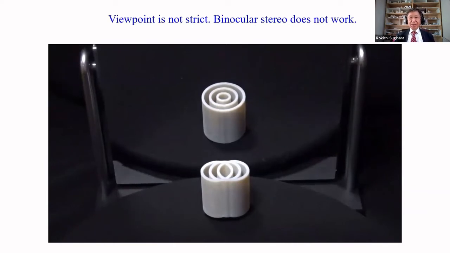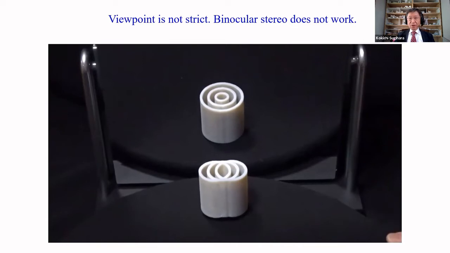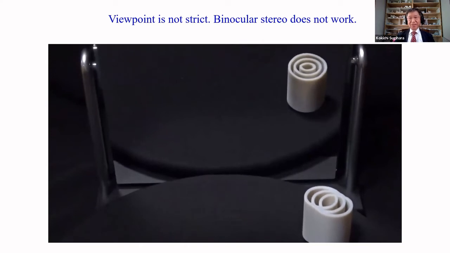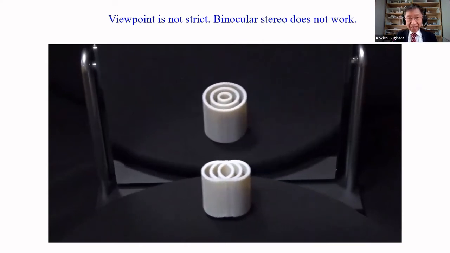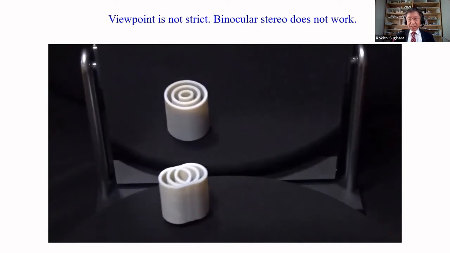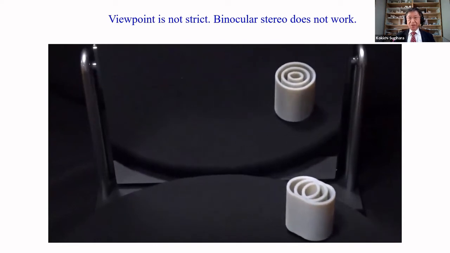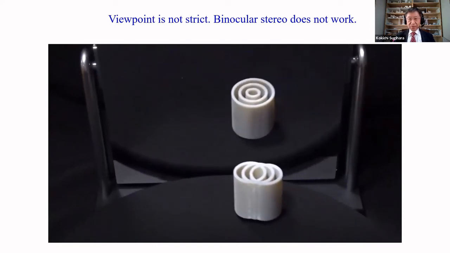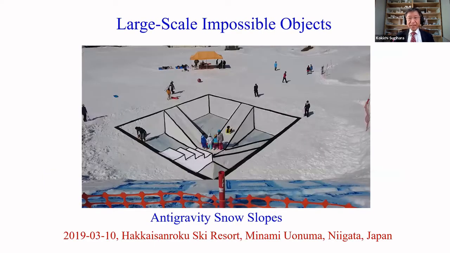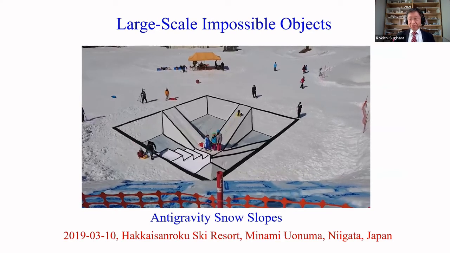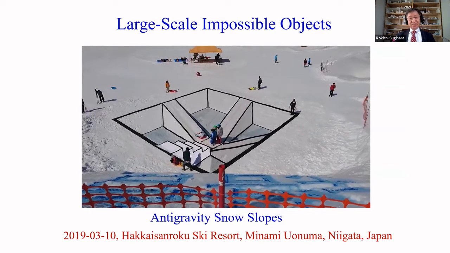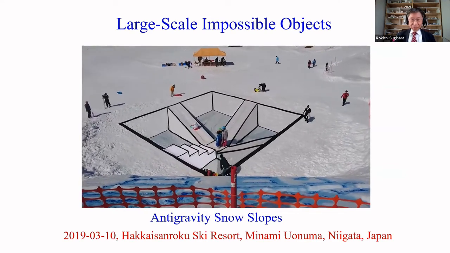I have to show that these objects are very stable under the movement of the viewpoint. Here, we rotate the object to the right and to the left about 50 degrees, but still the illusion does not disappear. So it's very stable. And we can also construct similar objects on a large scale. This is a snow slide with an anti-gravity motion illusion.